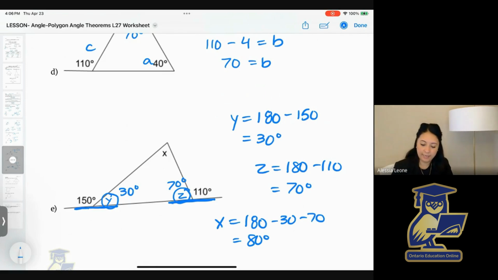And that will give us 80 degrees. Now, if we add 80 plus 30 plus 70, it should equal 180 degrees. Let's try that. 180. No, not 180. Sorry. 80 plus 30 plus 70 is 180. That's just double checking our work to see if we got the right angles.